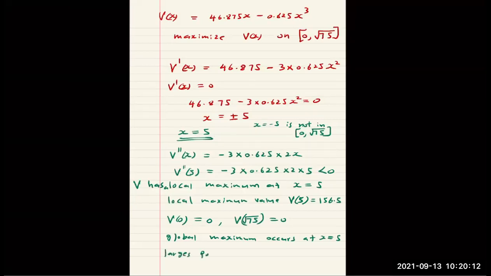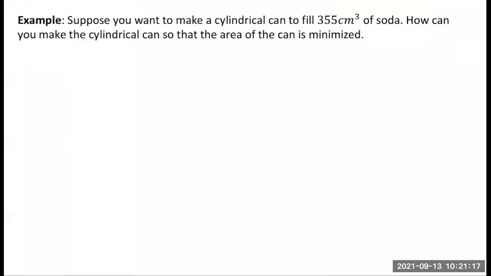The largest jewelry box has volume 156.5. That's what we are asked to find. Okay, that completes that example. Let's move on to our last example.